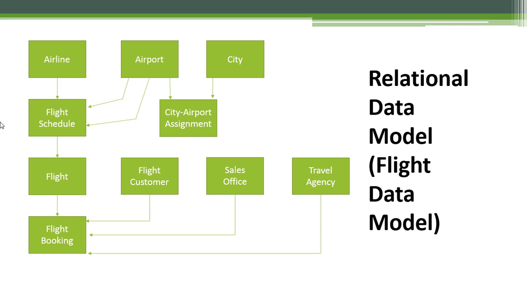That transparent table is related to the flight schedule table. The flight schedule table at the same time is related to the flights table, that is related to the flight bookings table. Another example, as we can see, is the airport tables and the city tables are related through the city airport assignment. And so on. The flight customer table is related to the flight booking table. The sales office and the travel agency are both related to the flight booking.